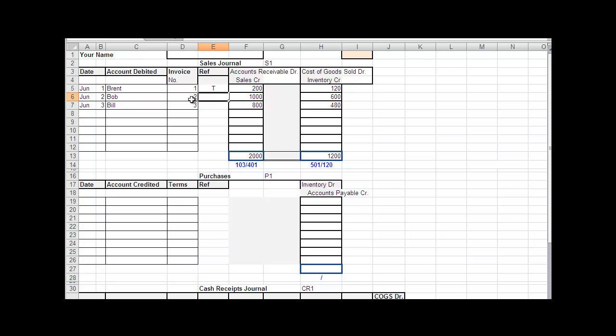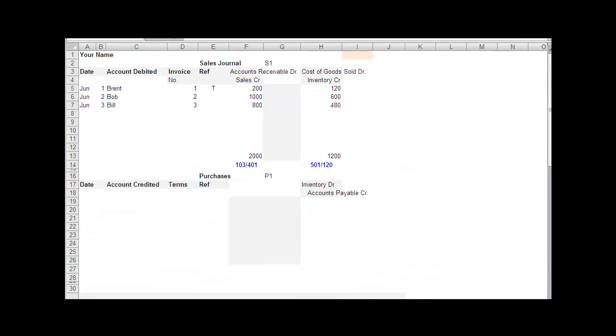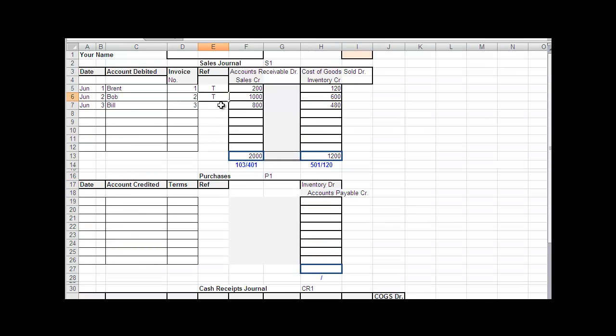Now let's have a look at Bob. $1,000 on June the 2nd. Subsidiary ledger, Bob, June 2nd, and he might have bought lots of wire. Reference S1, the sales journal 1, $1,000, and the balance is $1,000 debit because there was no opening balance. And I guess you know the next step is to go back here and put in a T. Remember, once upon a time we would have put in a tick, but now we put in a T as a substitute.